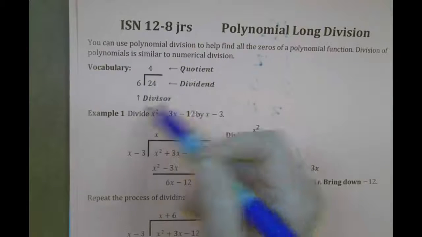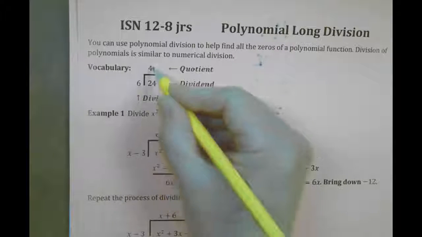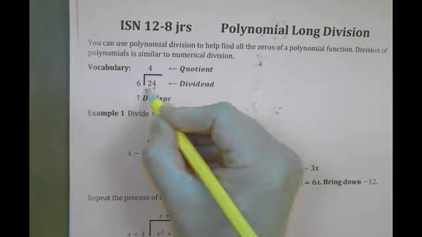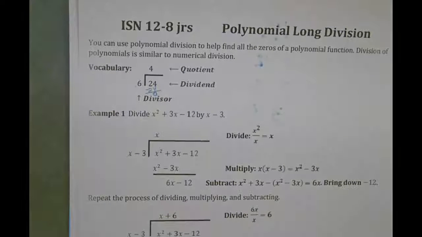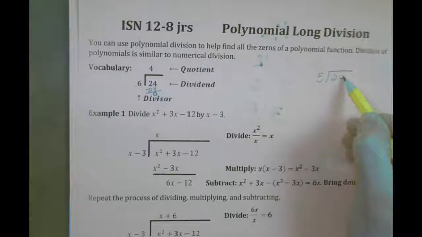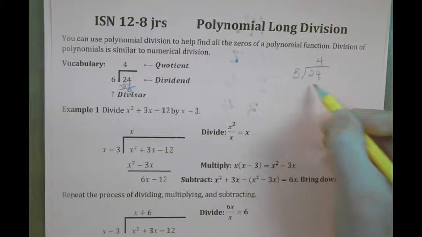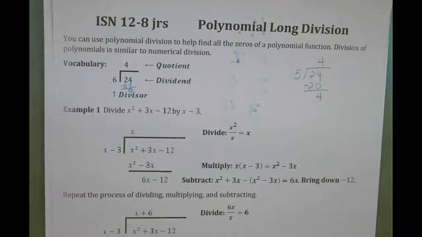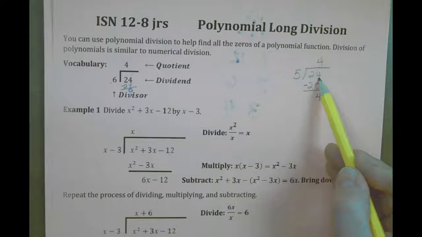If you divided that, what would the answer be? You would do 6 times 4 is 24, and you would subtract it, and it would have a remainder of 0. If you divided 5 into 24, how many times does 5 go into 24? 4 times 5 would be 20, and you would subtract, and you would have a remainder, right? And so, because there is a remainder, 5 does not divide evenly into 24.